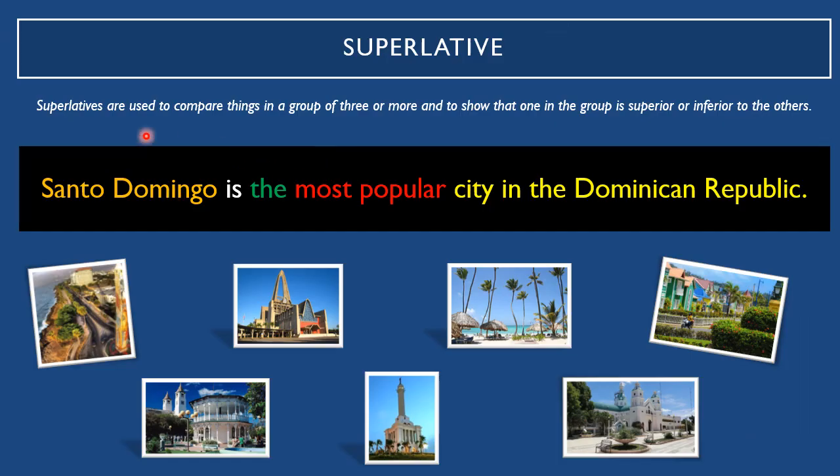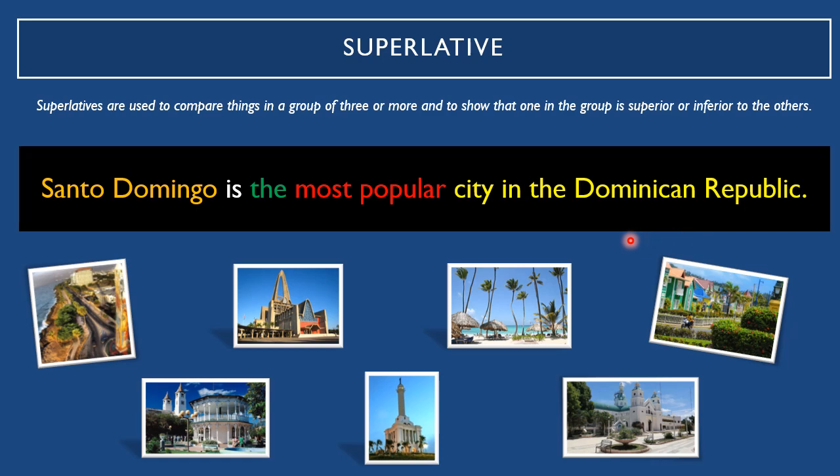Superlative. Superlatives are used to compare things in a group of 3 or more, and to show that one in a group is superior or inferior to the others. So in this case, we have an example with Santo Domingo. Santo Domingo is the most popular city in the Dominican Republic.